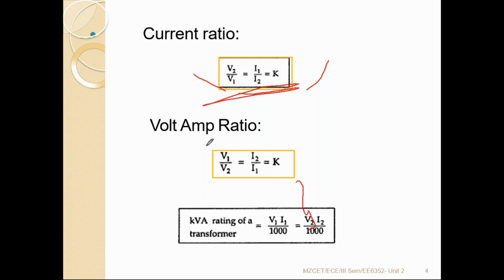Next, this one is the volt ampere ratio. Finally, we will get the kVA rating of the transformer. So here we divide by 1000 because the rating is in the form of kVA. Now, why is the transformer rating in kVA?